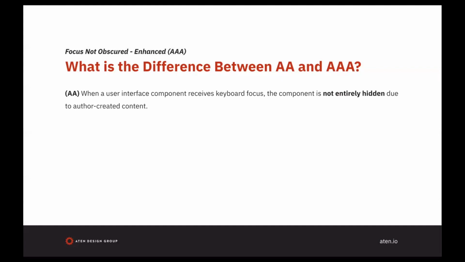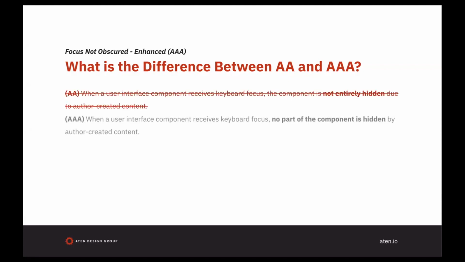Well, as we know from the AA version, we're basically focusing on having that focus element not entirely hidden, when in reality with the AAA, we need to make sure that no part of the component at all is hidden. So unlike AA, AAA says that nothing can be hidden by other content at all. Therefore, ensure that when an item gets keyboard focus, it is fully visible to the user.